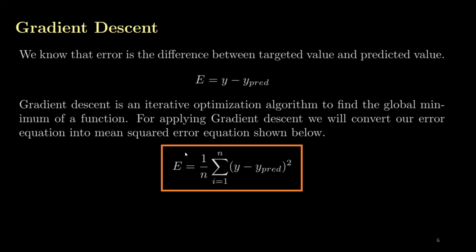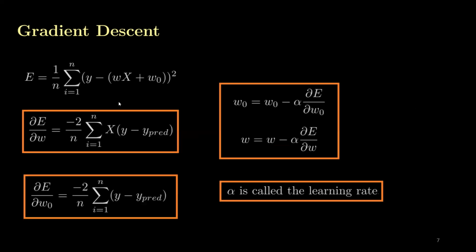Now the next step is to apply gradient descent to this loss function in order to reduce the loss. If you see here, I have replaced the predicted value with Wx plus W naught. This W is the weight of a neural network, this X is the feature matrix, and this W naught is the bias value. So this is now the equation of the mean squared error on which we can safely apply gradient descent.